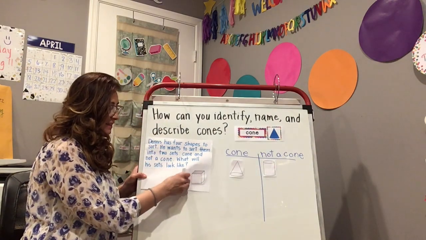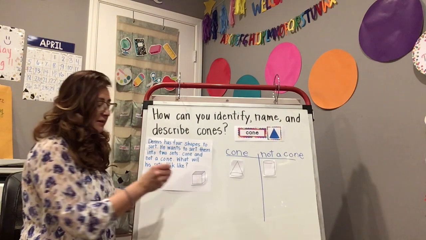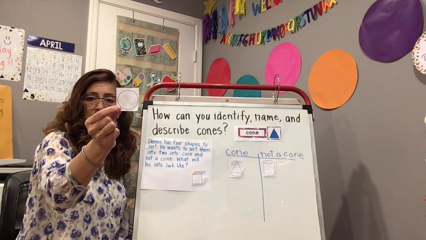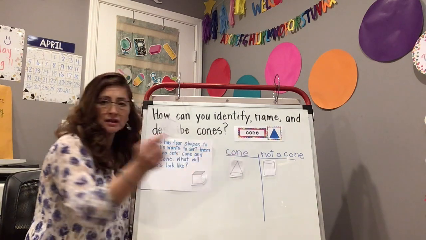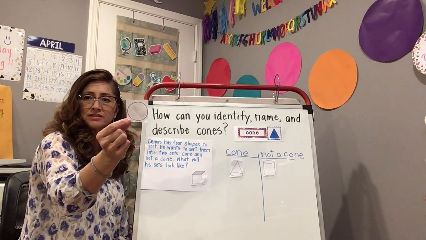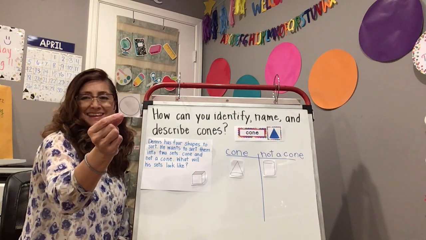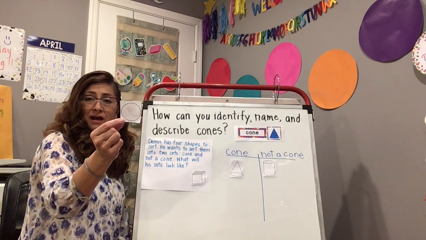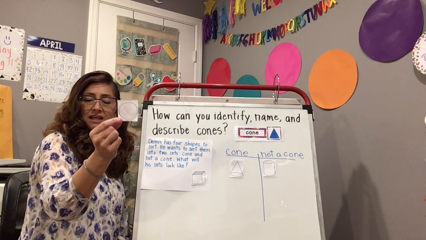Let's take a look at the next shape. Okay, let's see this shape. What about this, friends? Is this a cone or not a cone? That's right, not a cone. How do you know this is not a cone? Yes, that's right. You know the name of this shape is a sphere. But how do you know that a sphere is not a cone?